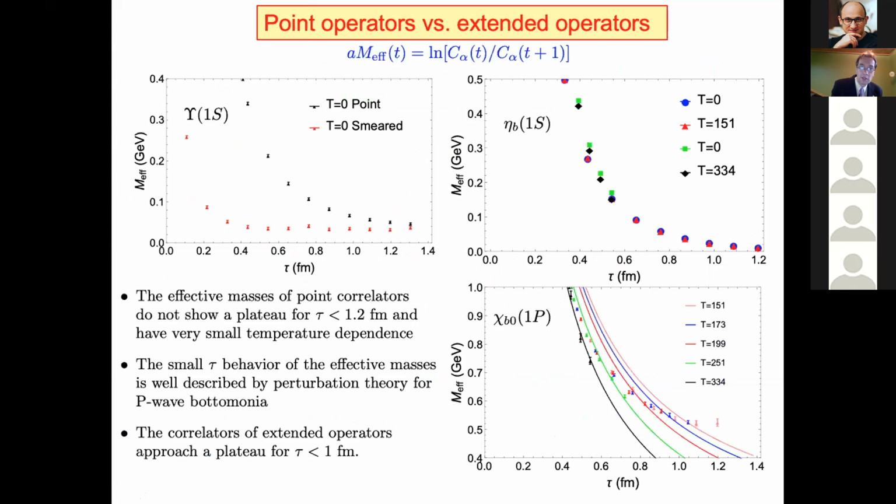Now, first, let's discuss the point operators, which have been used so far in the literature for several years. In order to analyze this operator, as customary in lattice calculations, we introduce the concept of effective mass, where we take the correlation function at neighboring time slices and a logarithm of that gives us the effective mass, so the effective exponential rate at time t. You expect that this effective mass should plateau to the true ground state mass, or the ground state energy of the state, at large enough time.